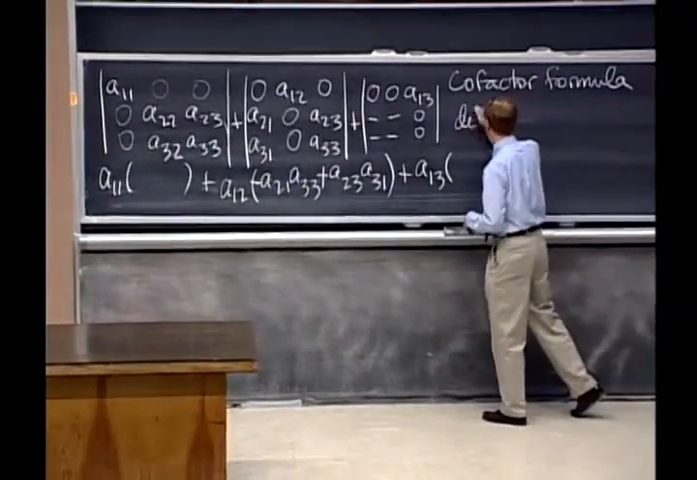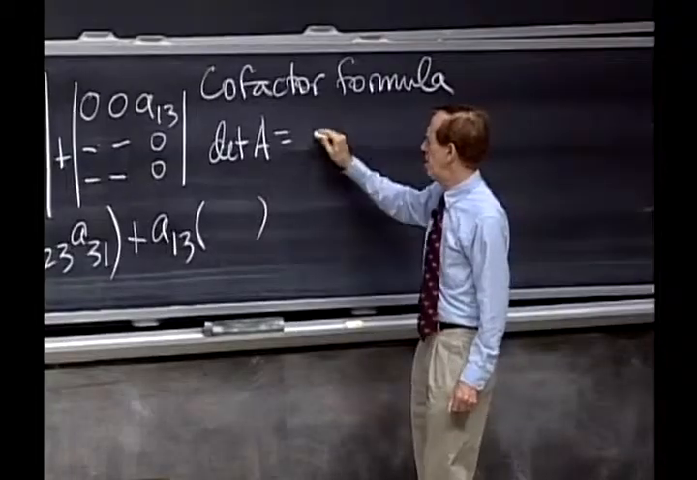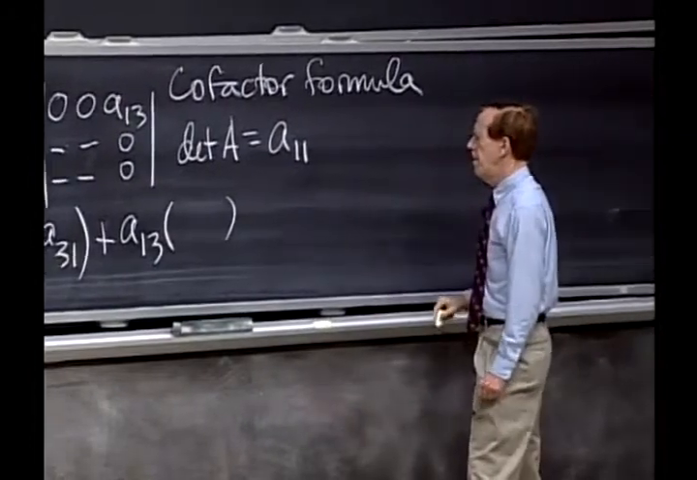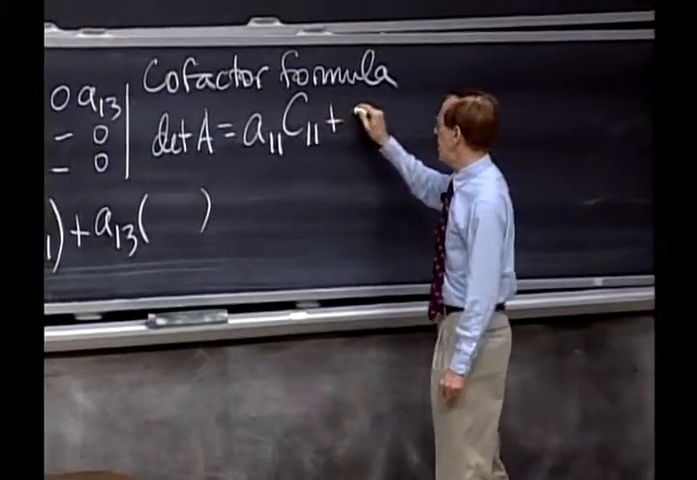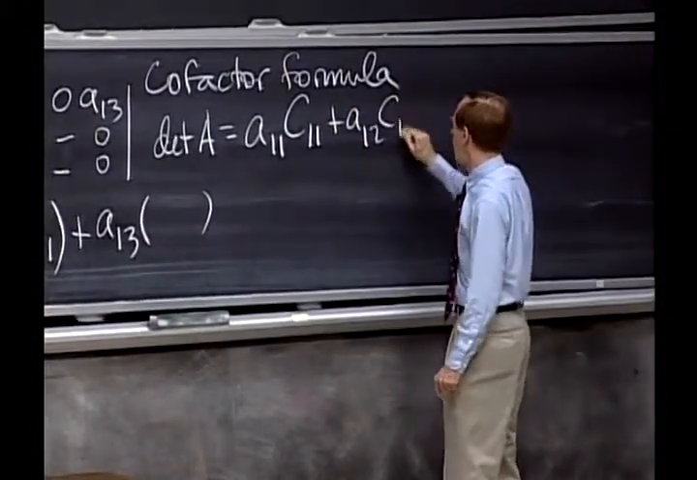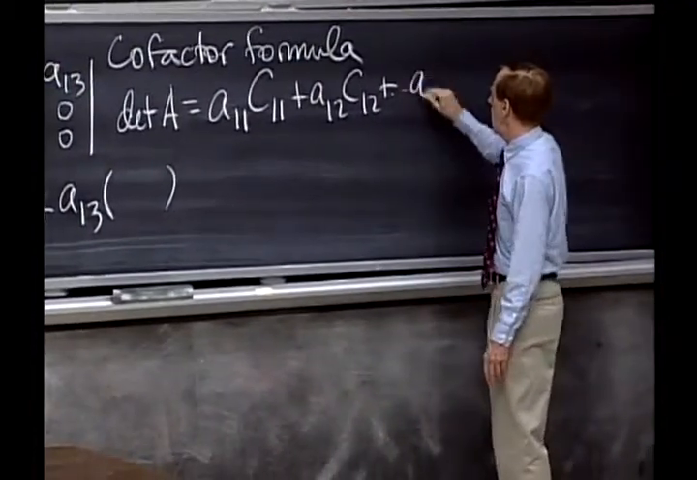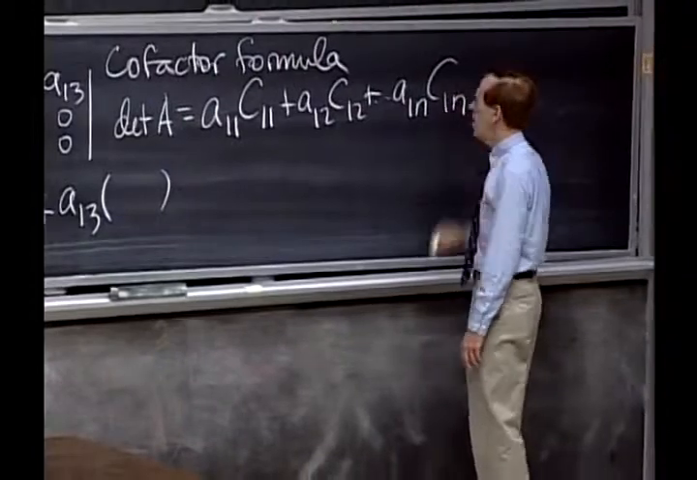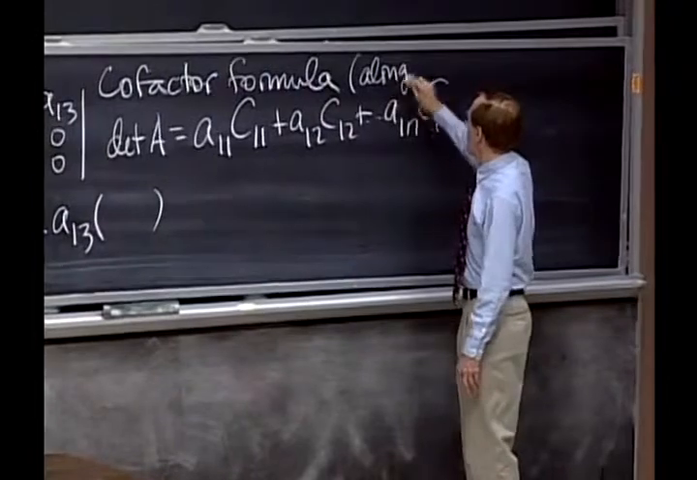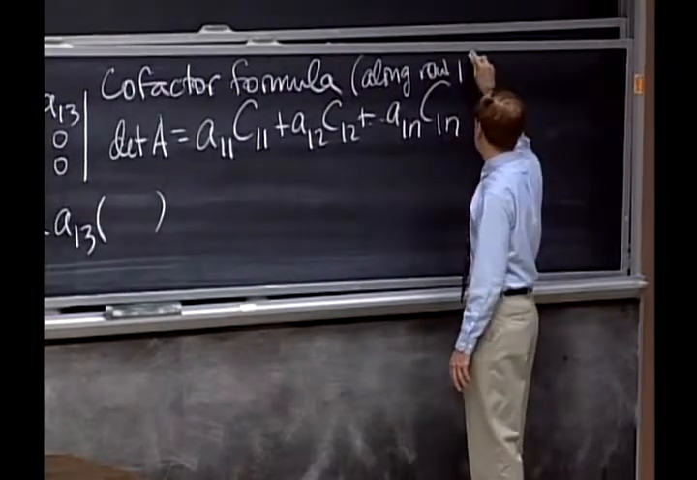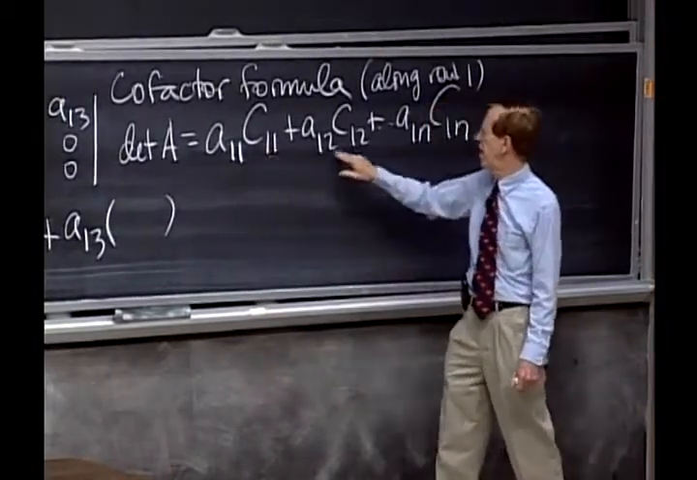Determinant of A is, let's go along the first row. It's A11 times its cofactor. And then the second guy is A12 times its cofactor. And you just keep going to the end of the row. A1n times its cofactor. So that's the cofactor formula along row 1. And if I went along row i, those ones would be i's.